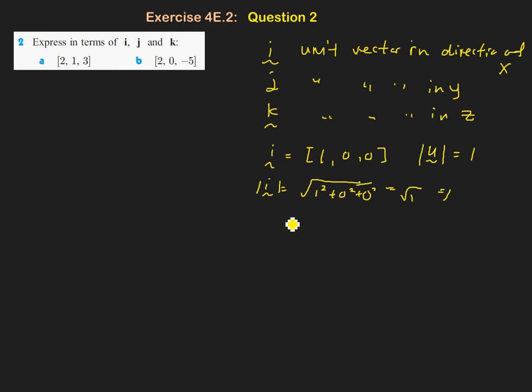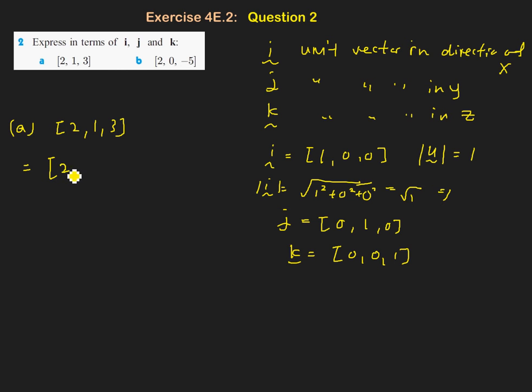And also we represent j in component form as (0, 1, 0), and k in component form as (0, 0, 1). And so now let's look at just one example on this, so how to express a vector in ijk form or unit vector form.